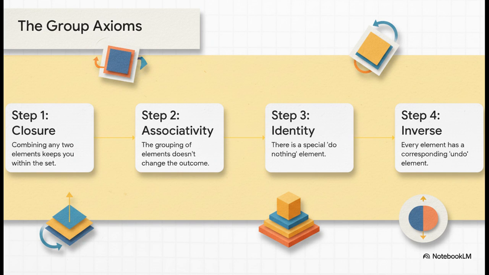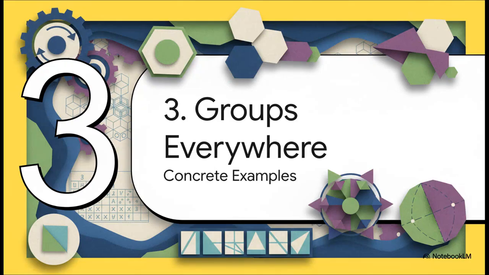First up is closure. This just means that when you combine any 2 actions, you stay inside the system. You can't accidentally create something totally new. Second, we have associativity. All this means is that the way you group the operations doesn't mess up the final result. Third, there absolutely must be an identity element, sort of a do-nothing move that gives us a baseline. And finally, every single action needs an inverse, a way to undo it and get right back to where you started. Okay, now that we have our 4 rules in hand, let's go hunting.